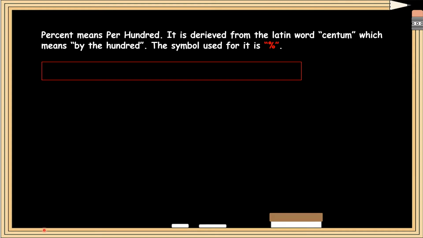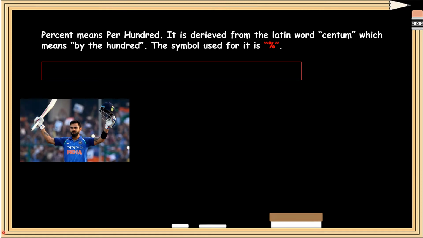Have you seen Virat Kohli make 100 runs? What do you say if he does so? You shout, century, right? When you see the first four letters in century, it is C-E-N-T, which is pronounced as cent. Even in percent, the last four letters are C-E-N-T, cent. In the Latin word also, the first four letters are C-E-N-T, which is pronounced as cent, as I told.